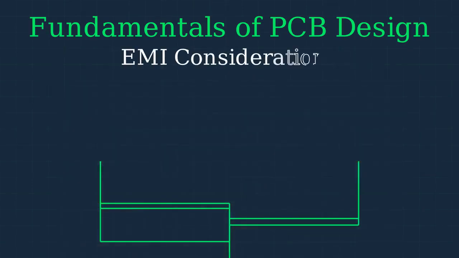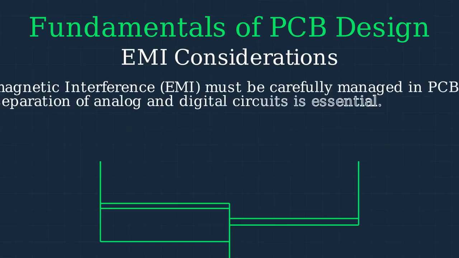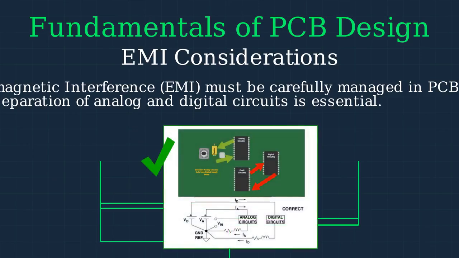EMI considerations involve careful component placement and trace routing to minimize electromagnetic interference. Separating analog and digital circuits, as shown here, is a common technique to prevent noise from affecting sensitive components.